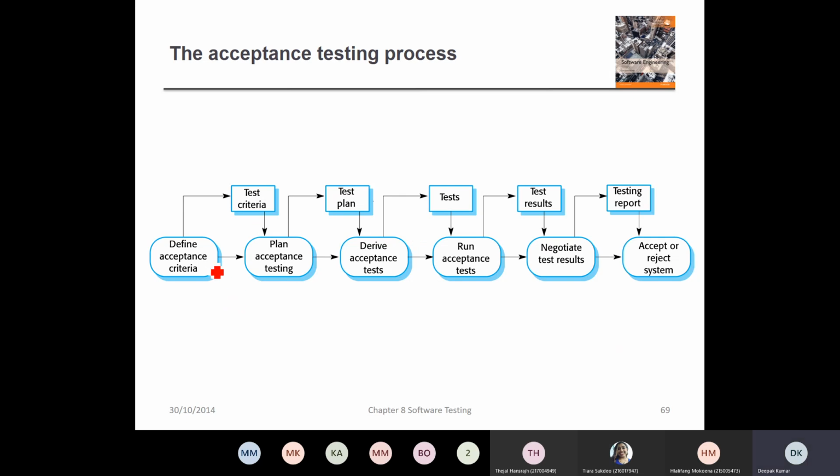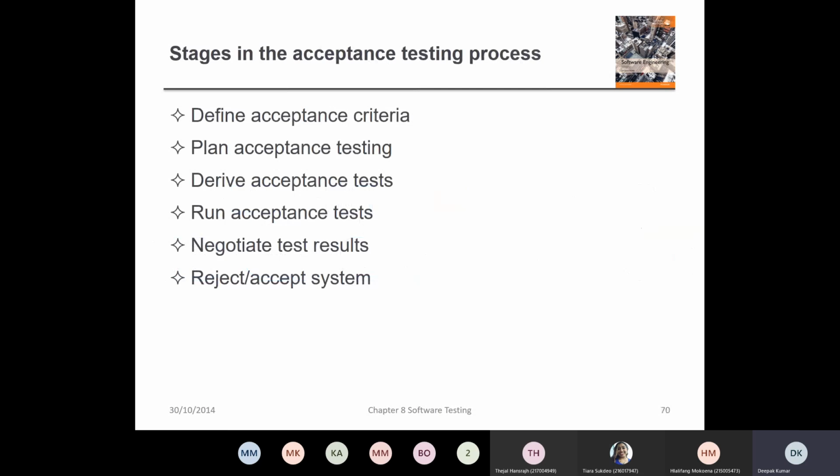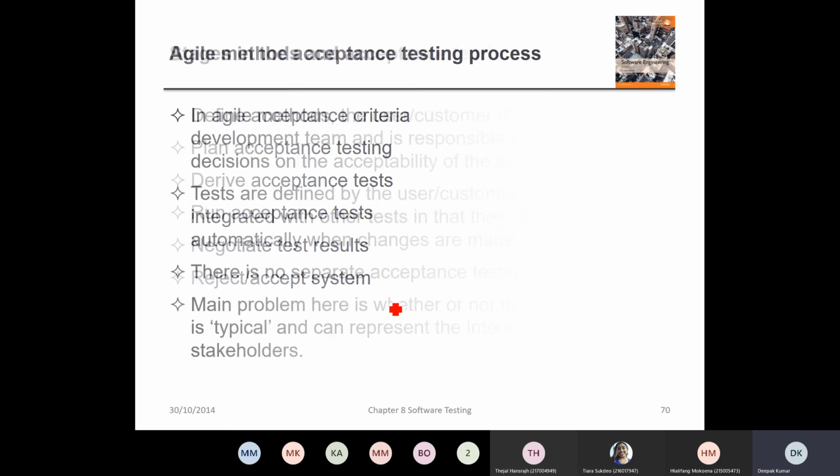As you can see, you create acceptance criteria first, test criteria, plan acceptance testing, derive acceptance tests, run these tests, negotiate the test results, and then you accept or reject the system. And you create a testing report as well in the process. So this is how acceptance testing works. You define the acceptance criteria, plan the acceptance, derive acceptance tests, run the acceptance tests, negotiate the test results, and accept or reject the system. So these are important steps of our acceptance testing process.